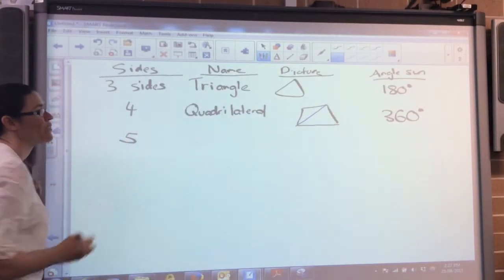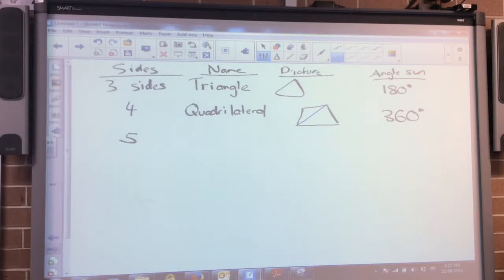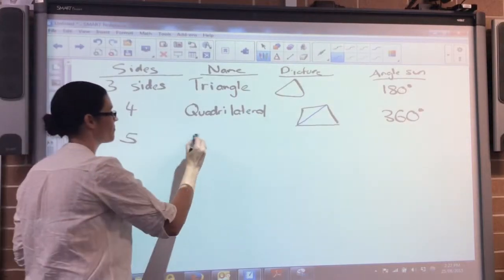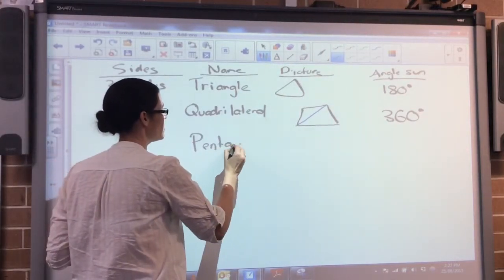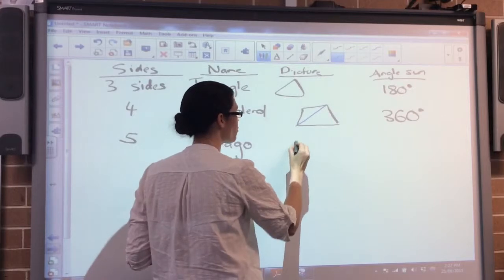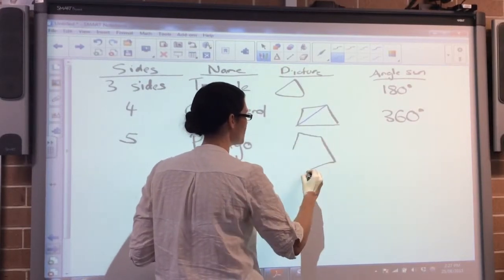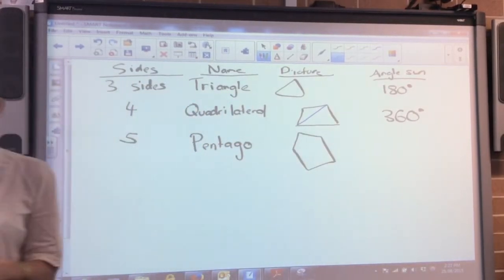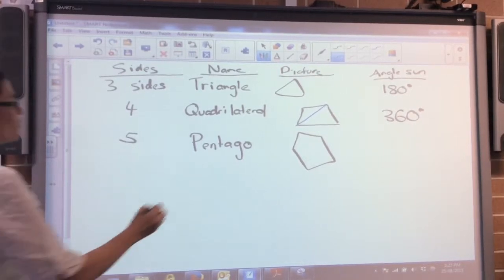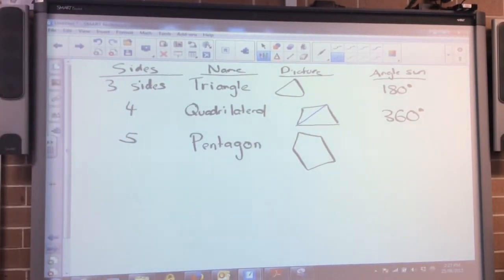5. What's a 5-sided shape called? A pentagon. A pentagon has 5 sides, so let's draw something with 5 sides.